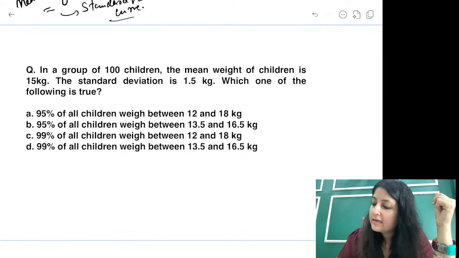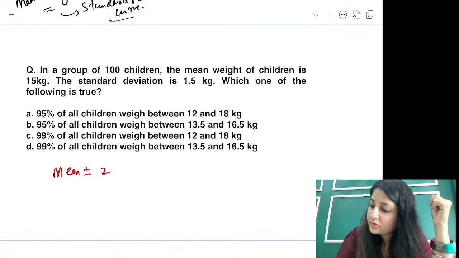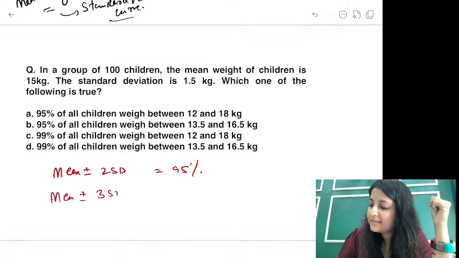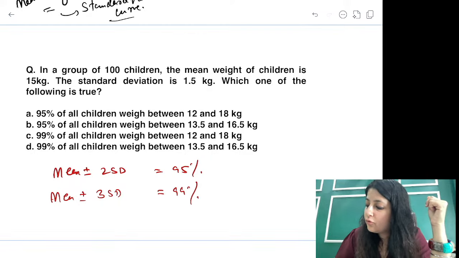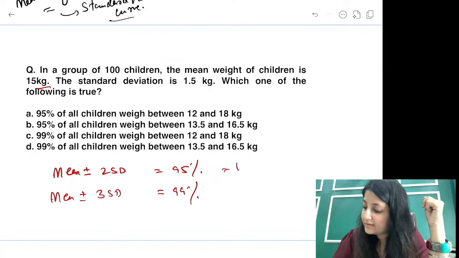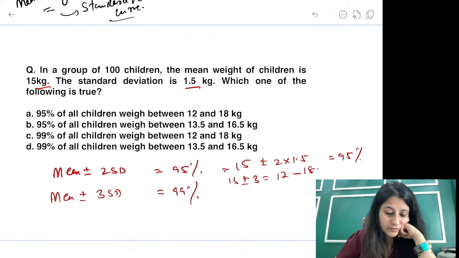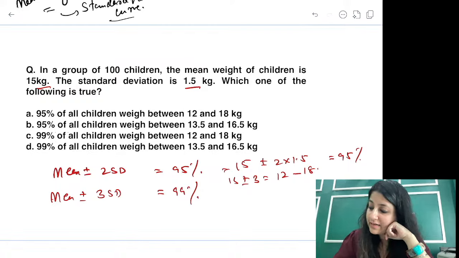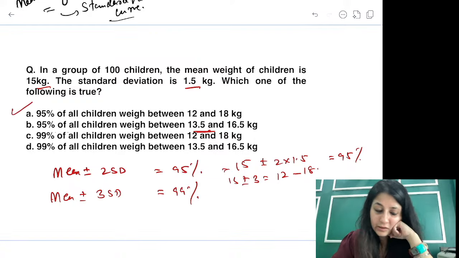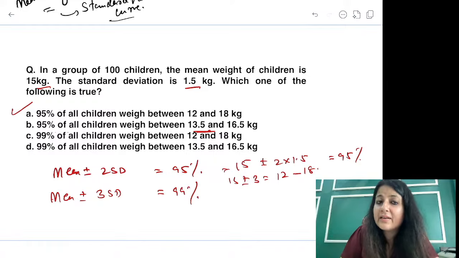You just have to use the formula: mean plus minus 2 SD covers 95% and mean plus minus 3 SD covers 99%. So over here, I have a mean of 15 kg plus minus 2 into 1.5. So that is 95%. So 15 plus minus 3, so that is 12 to 18. Why are you writing B? B में 95% of children lie between 13.5 and 16.5? No, they lie between 12 and 18. Is it clear? You just had to calculate it.